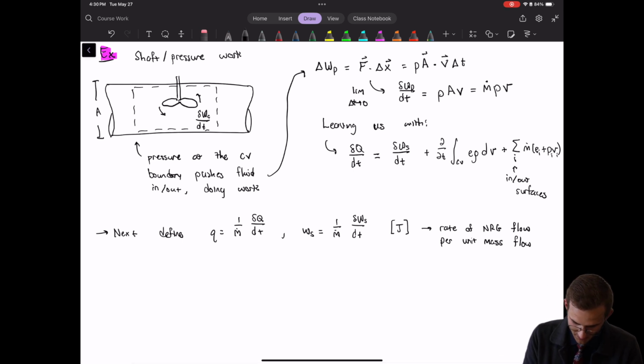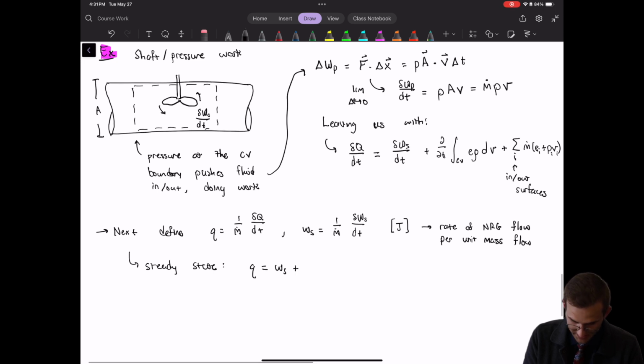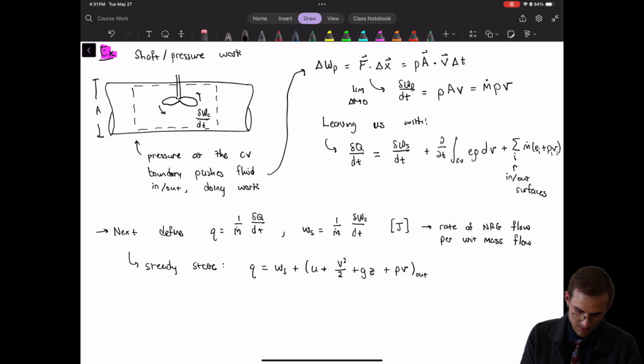But yeah, so let's assume that we're in steady state and substitute these definitions in. We end up with q is equal to ws plus u plus V squared over 2, I'm just expanding the definition of E here, plus gz plus P times v, out, minus that same quantity, u plus V squared over 2 plus gz plus Pv, in.